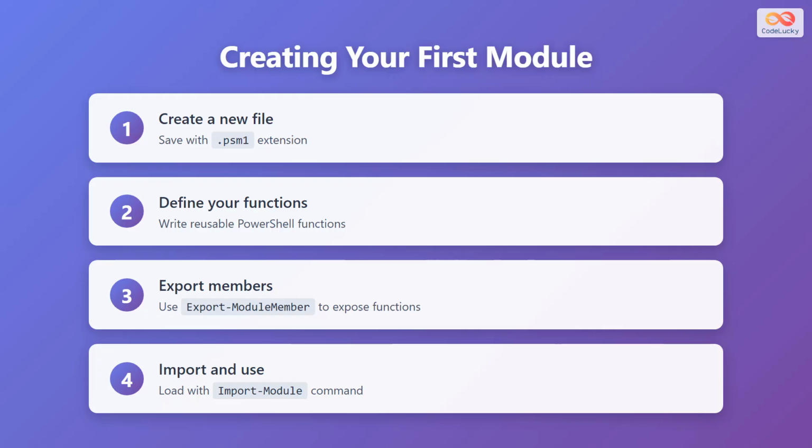Creating your first script module involves 4 simple steps. Step 1. Create a new file and save it with the .psm1 extension. This special extension tells PowerShell that this is a script module file. Step 2. Define your functions within this file. Write the reusable PowerShell functions that will make up your module's functionality. Step 3. Export members using the Export-ModuleMember cmdlet to expose the functions you want users to access. This controls what's public and what remains internal to your module. Step 4. Import and use your module by loading it with the Import-Module command. Once imported, all your exported functions become available in your PowerShell session.